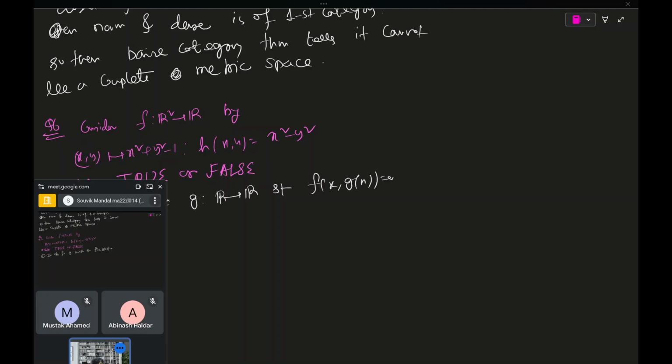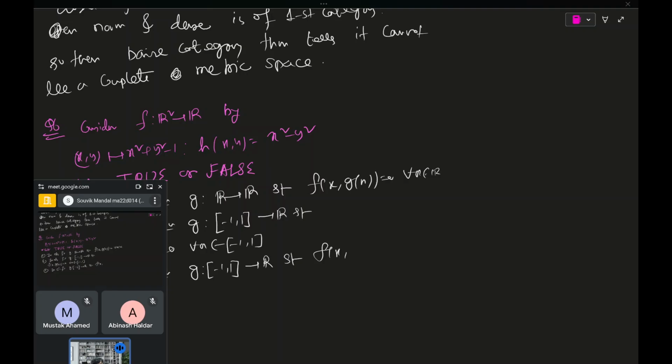B: there exists a continuous function g from minus 1 comma 1 to R such that f of (x, g(x)) equals 0 for all x belonging to minus 1 comma 1. C: there exists a C1 function g from minus 1 to 1 to R such that f of (x, g(x)) equals 0 for all x belonging to minus 1 comma 1.